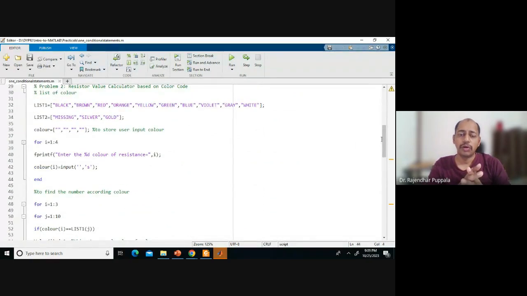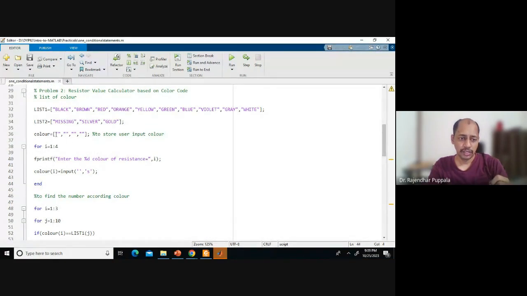So four colors we have to give. We are giving an input color here, and one by one it will ask what is the first color, second, third, and fourth. With this loop, I will start when i is equal to 1, you will give a first input, and when i is equal to 2, second, i is equal to 3, third, and i is equal to 4, fourth input you are giving as a color, right?